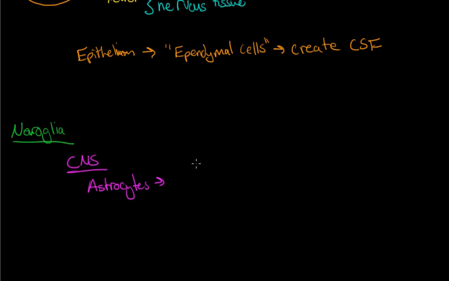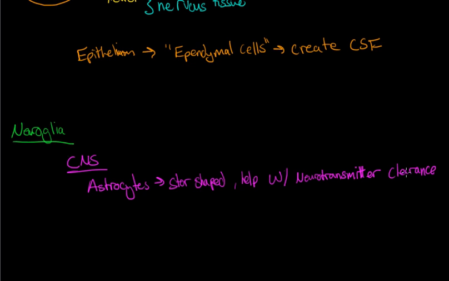Astrocytes, which the function isn't really known. But we're going to call them star-shaped. So we'll go over the shape. Star-shaped. They wrap around the dendrites, and they help with neurotransmitter clearance. We'll leave that as its main function here.